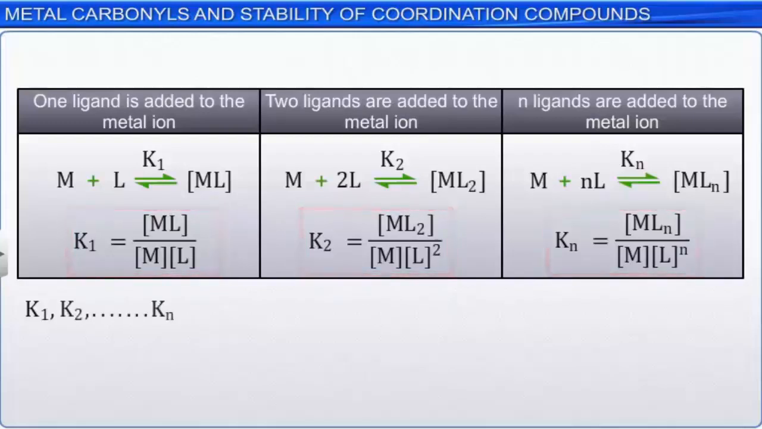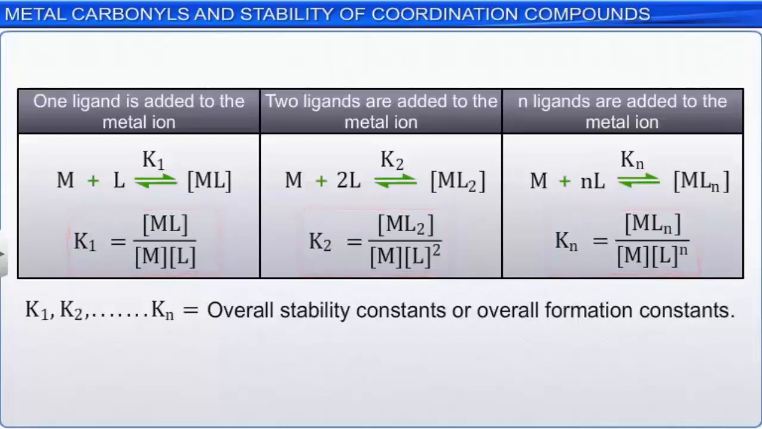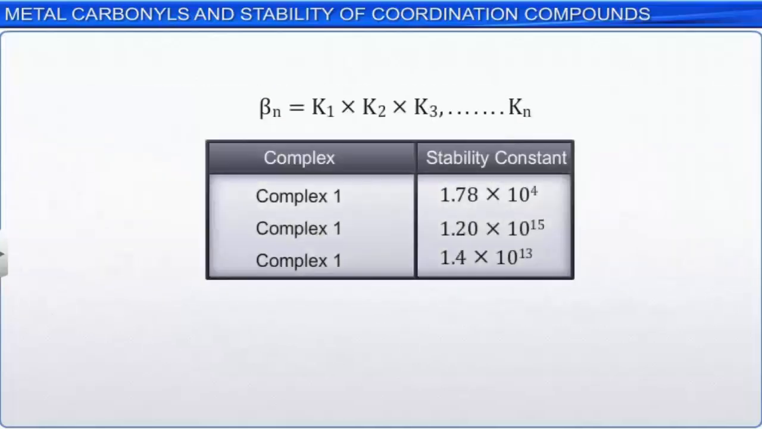The stepwise and overall stability constants are, therefore, related as beta n is equal to the product of K1, K2, K3, and so on up to Kn. Stability constants tend to be very large numbers. To simplify the numbers, a log scale is often used. Thus, the relation between the stepwise stability constants and the overall stability constant can be written in log scale as log beta n is equal to log K1 plus log K2 plus and so on up to log Kn.